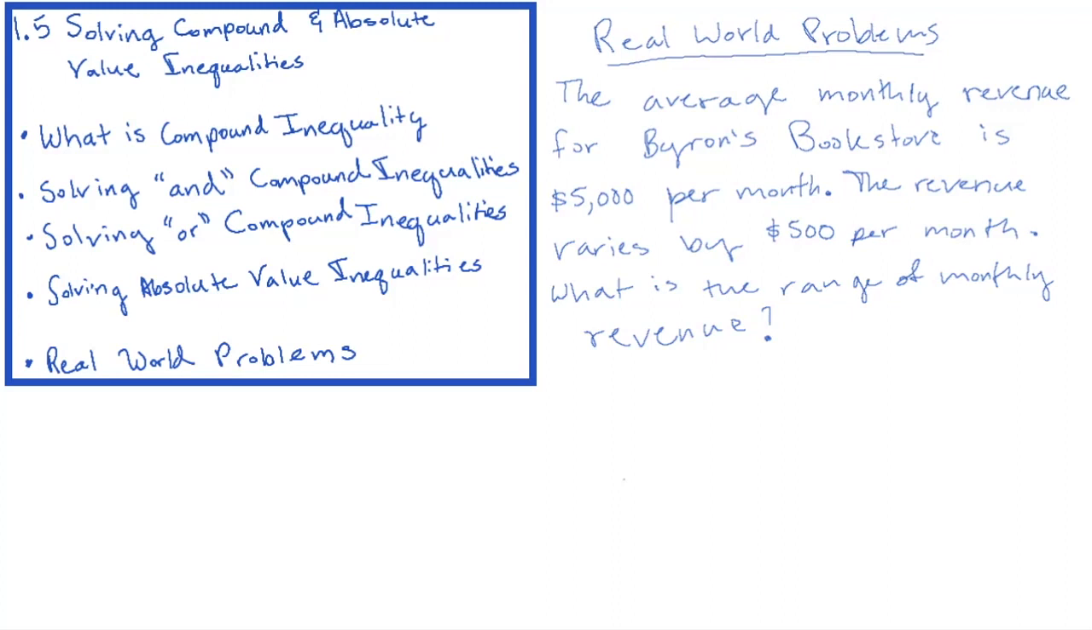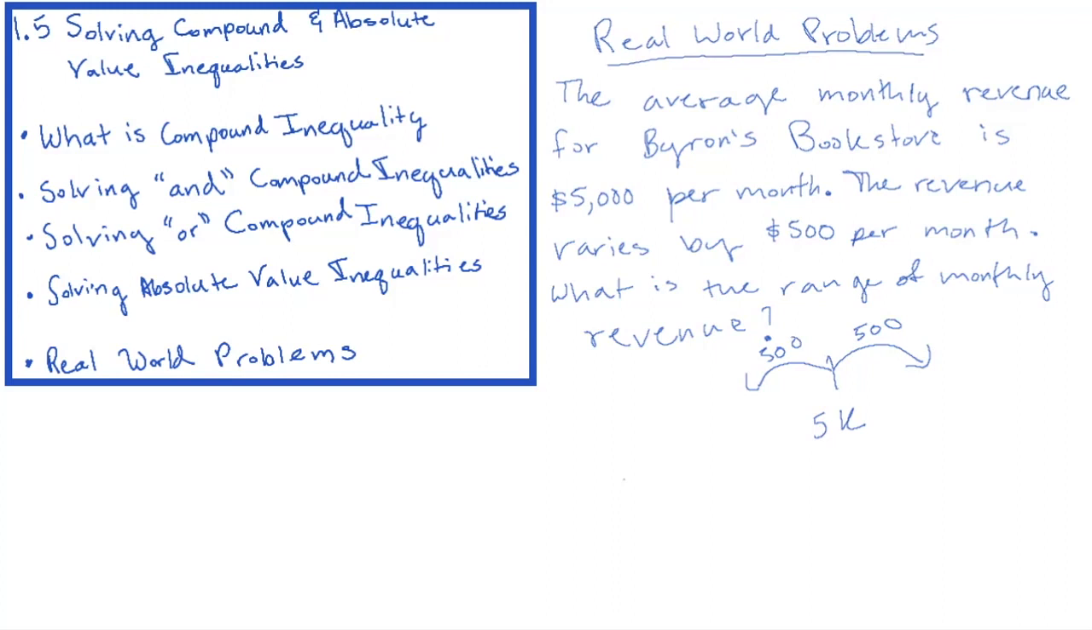So let's think about it this way. Let's think about this $5,000 as being kind of like an anchor point. We know we could do 500 above, or we could do 500 below. Now, that seems to me like an absolute value. My revenue could be more than 5K. It could be less than 5K.